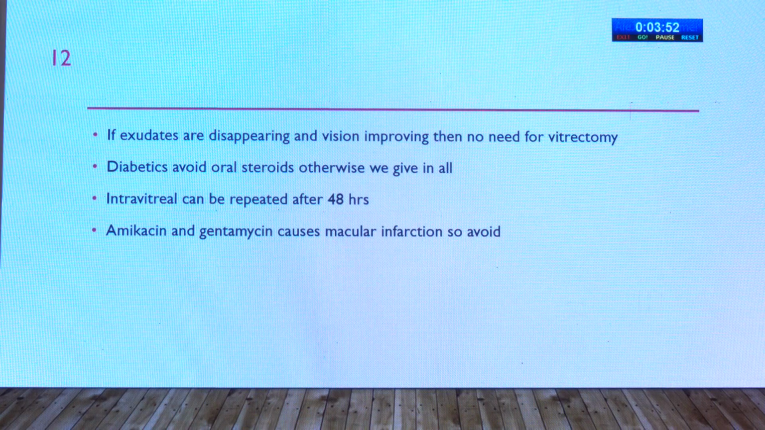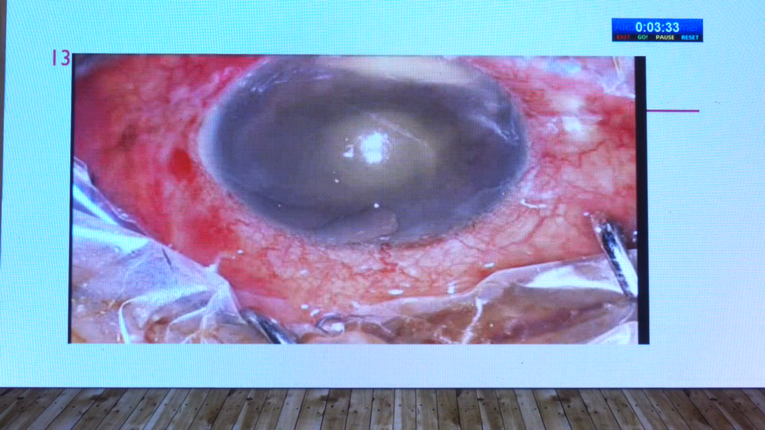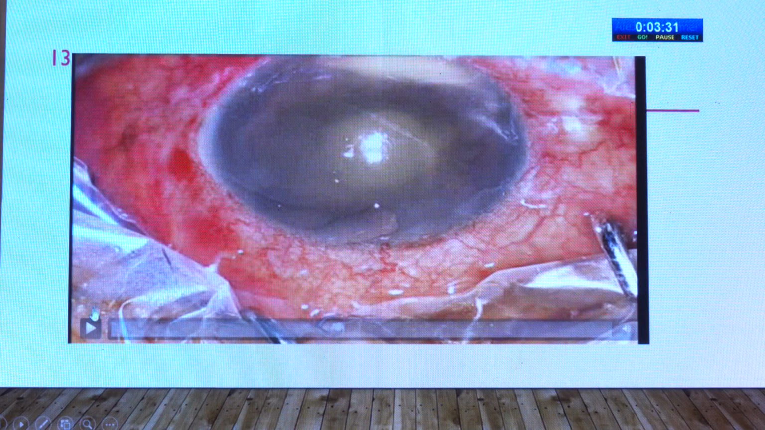So the question is, if the exudates are disappearing and the vision is improving, then there is no need for vitrectomy. In diabetics, we generally avoid oral steroids. Intravitreal injection can be repeated after 48 hours. Amikacin and gentamicin we generally do not prefer because they can cause macular infarction. Here is a small video.